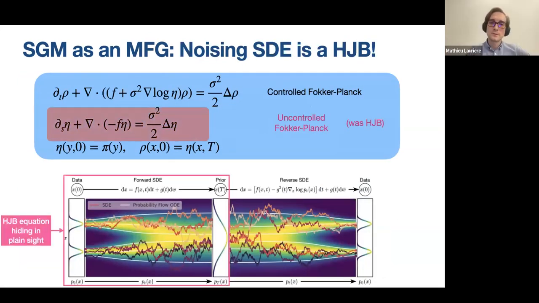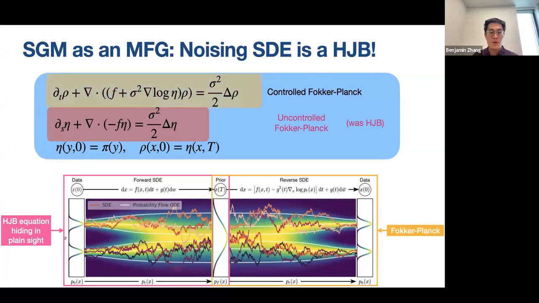Basically, this is solving a Hamilton-Jacobi equation by just running a Fokker-Planck forwards, and then once you do that, you take the solution of the forward SDE and that will be the control of the denoising SDE in this case. Okay. Thanks a lot.